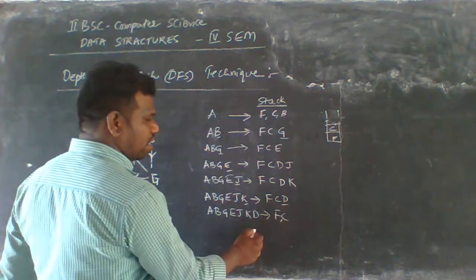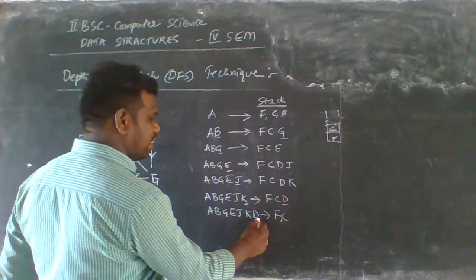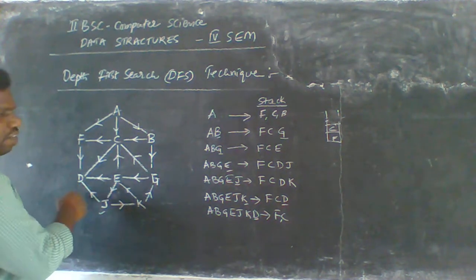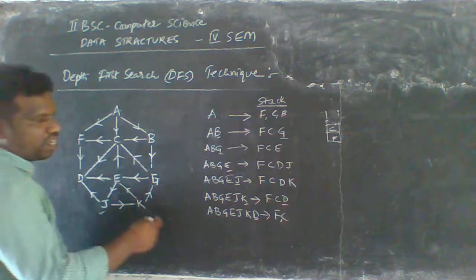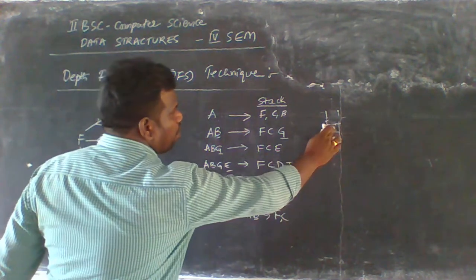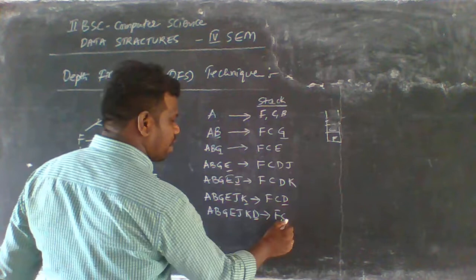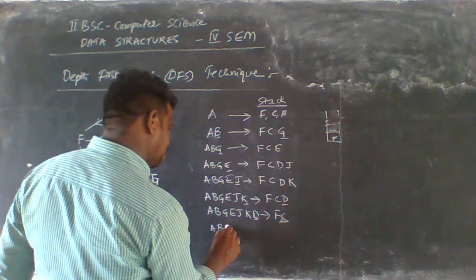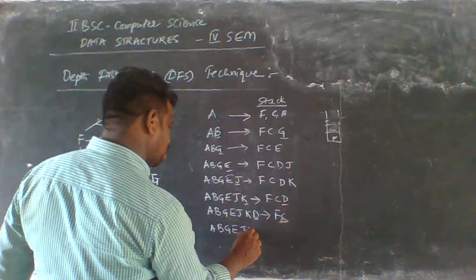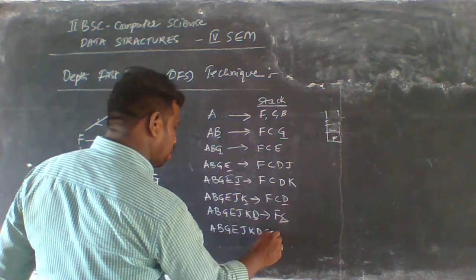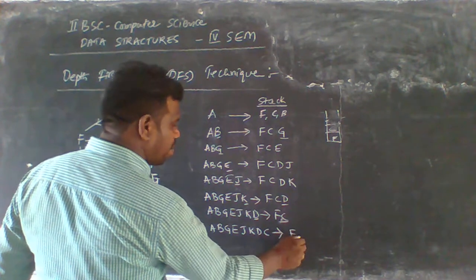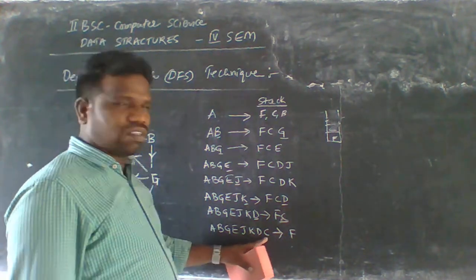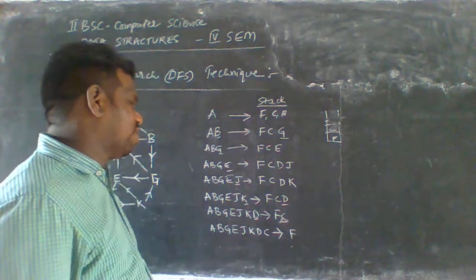F, C is available. Now we are at D. So D having no options available here, and we can directly pop the element C. Okay. So we have to directly pop this element. That is called A, B, G, K, and C. And we have only F element in the stack here. These are called as traversed elements.